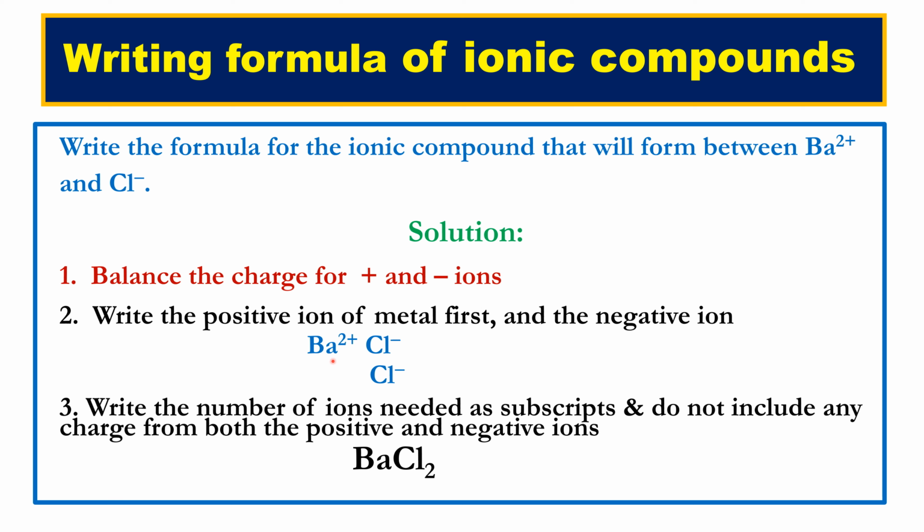So we have barium 2 plus. We don't write charges, as I said here. So you don't need to write either positive or negative sign. So here we use 2 chloride ions, so we write 2 as subscript. So that's how we arrived at this formula for barium chloride. So it is BaCl2.